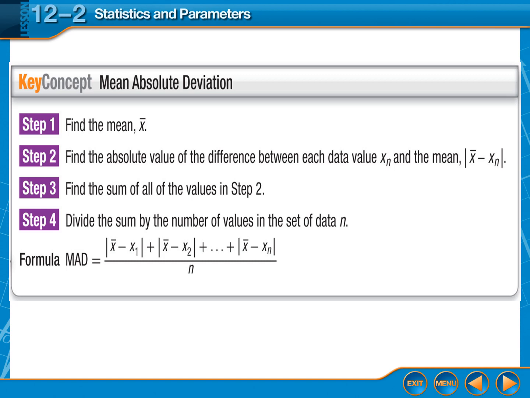So you find the mean twice, really. And this is the formula for MAD. I know it looks weird, but all they're telling you to do is take the mean and subtract from it each data point in the set, add them all up, and divide by the total number of data points in the set. All right, let's make it real. Let's go.